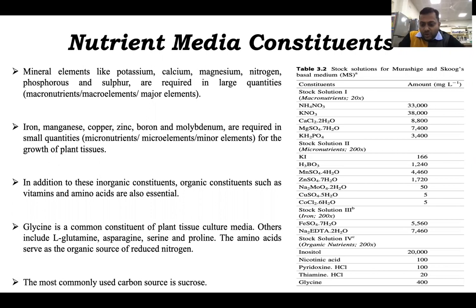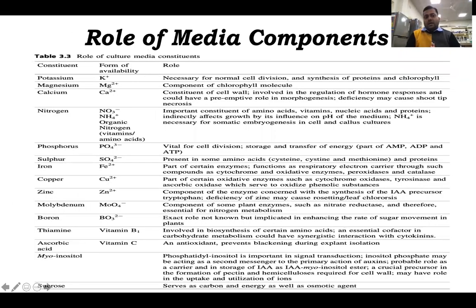Coming on to this slide, this is a list of the role of the different components that we add in the media, because each one has a specific purpose. As you have seen in the history of tissue culture, as tissue culture progressed, different kinds of ingredients have been included in the media to see their effect on plant growth. And that's how Murashige and Skoog came up with this composition, because they realized that each mineral or compound has its own specific requirement.